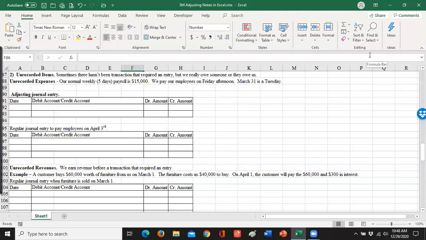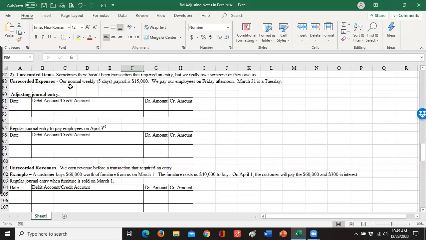The next adjusting journal entry is because we just haven't recorded a transaction yet. Usually in this first example, it's when we've used up some goods and services, but we haven't recorded it. And so payroll is almost always an example in all the problems. So let's say our normal weekly payroll, we have people work 5 days a week, so it's $15,000. And we always pay people on Friday afternoon for the work they did that week.